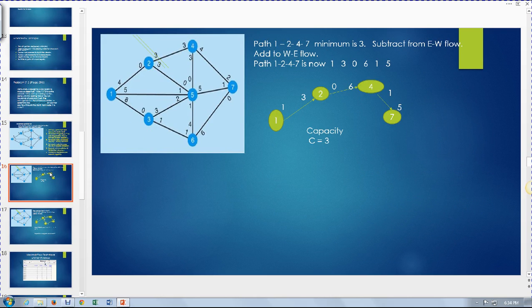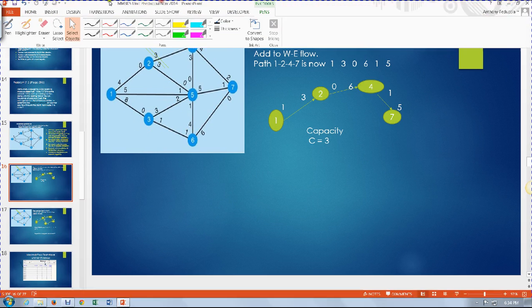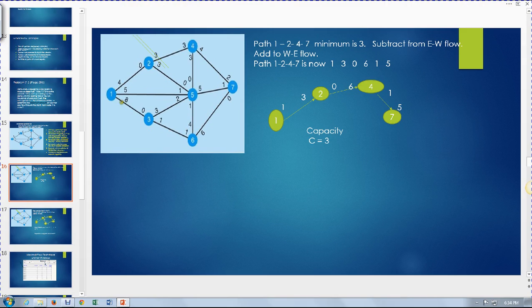Yeah, 1, 2, 4, 7. So 1, 2, 4, 7 goes from right here up to 2 to 4 and then down to 7. So what we're going to do is look at the forward flow capacities and pick the minimum one, which happens to be 3.